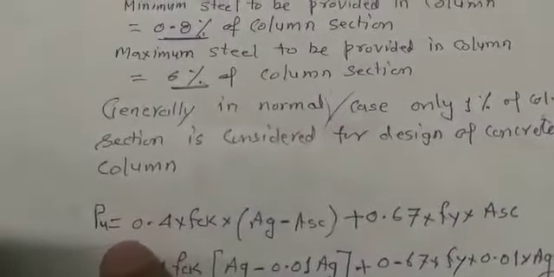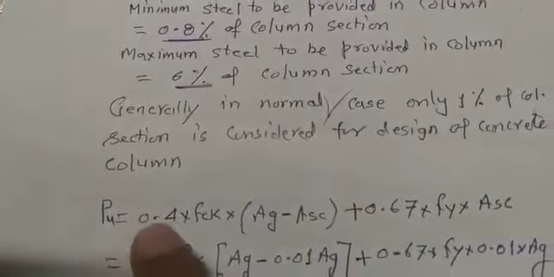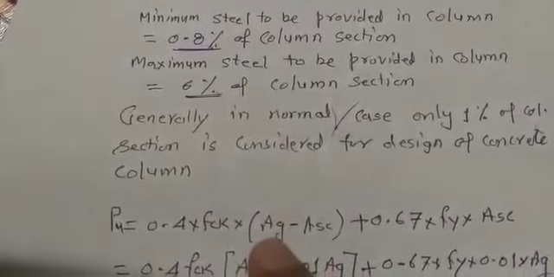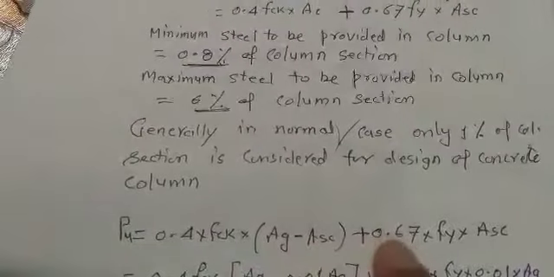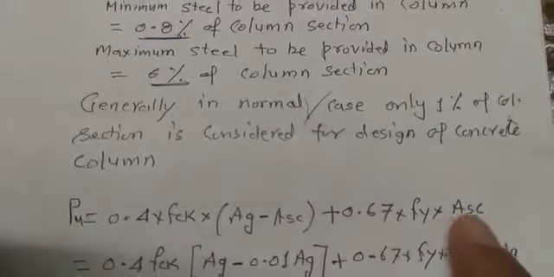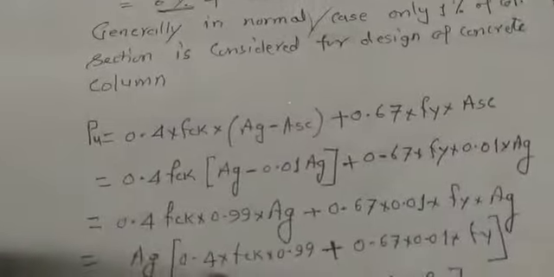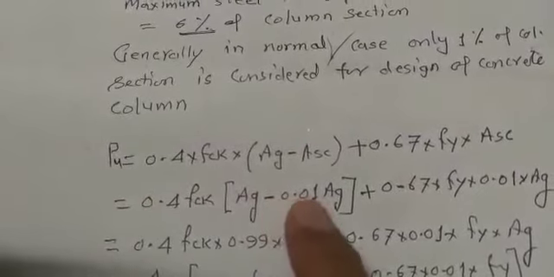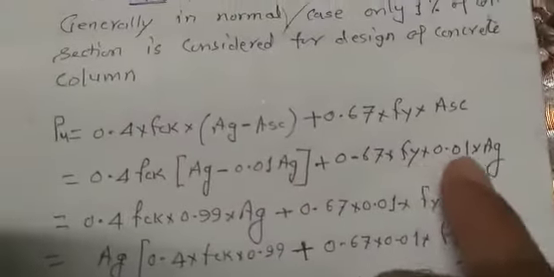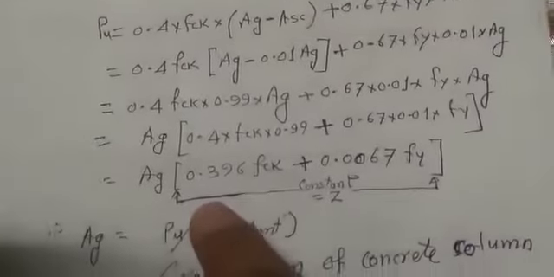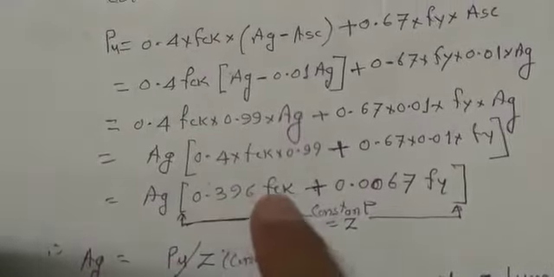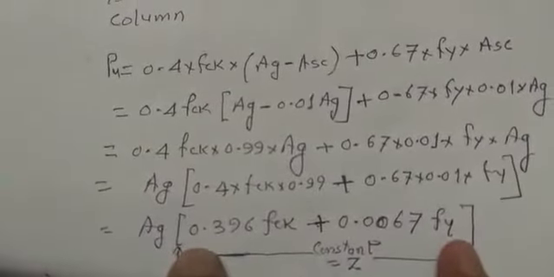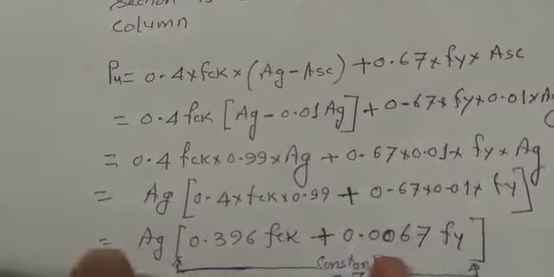Now Pu, that is the ultimate axial load, is 0.4 fck times the area of concrete, which is nothing but the total area minus the area of steel, plus 0.67 fy into the area of steel in compression. Now, 0.4 fck (Ag minus, generally considering 1% steel, 0.01 Ag). The rest of the terms remain, and finally the outcome comes to Ag (0.396 fck + 0.0067 fy). This is a constant term that depends upon the values of fck and fy, multiplied by Ag.